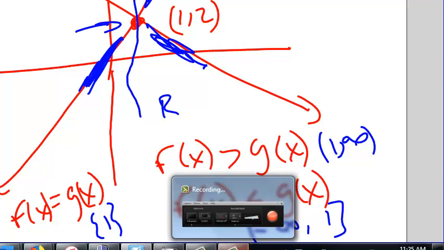Please start to look at section 1.5. That's where you'll see solving equations. Okay? And then we'll pick up with that discussion tomorrow.